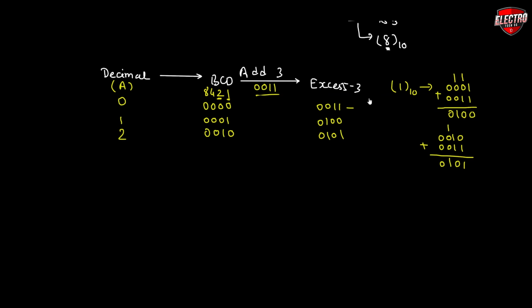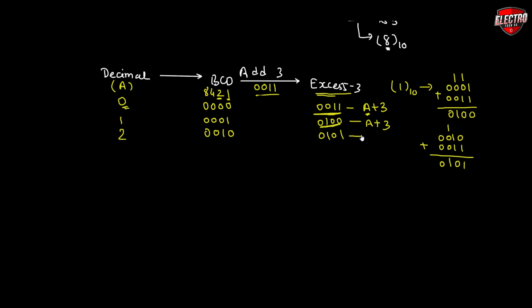Now if you compare all these numbers, if we give the name A for the decimal number, then in the Excess-3 column we get A plus 3. That indicates Excess-3. For example, A is equal to 0. If we place A is equal to 0 over here, then we get 0 plus 3 is equal to 3, and the value for 3 in BCD code is equal to 0011. If we place A is equal to 1, then we get 1 plus 3 is equal to 4, and the BCD code for 4 is equal to 0100.